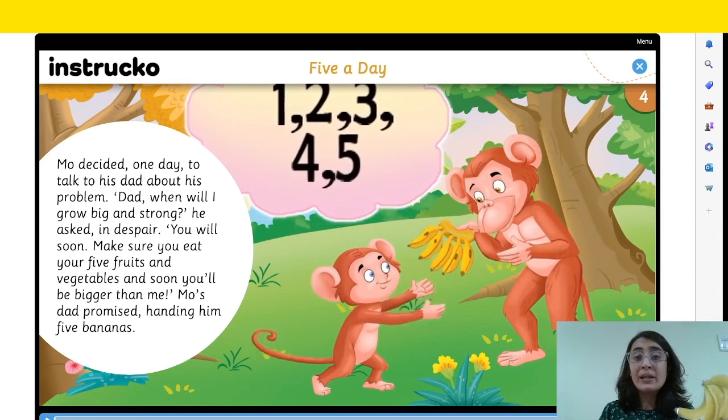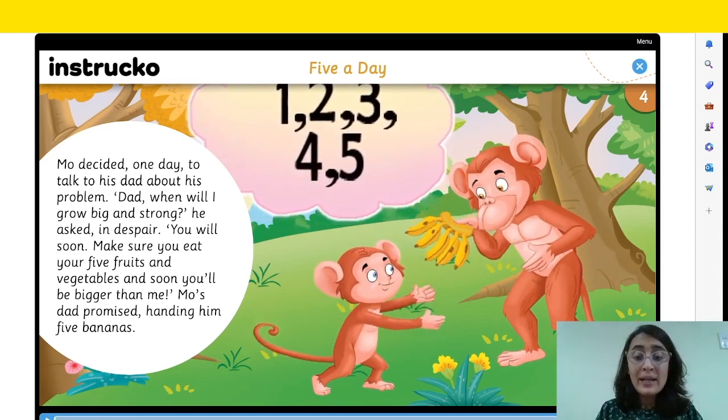Now, tell me, what did Mo's father tell him? He told him that if he eats 5 fruits and vegetables every day, then he will grow even bigger than his father. Nice, right? So, after this, Mo's father gave him 5 bananas for that day.